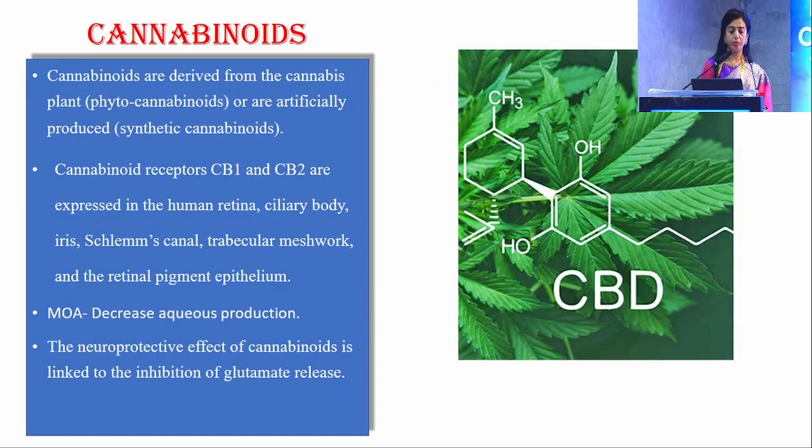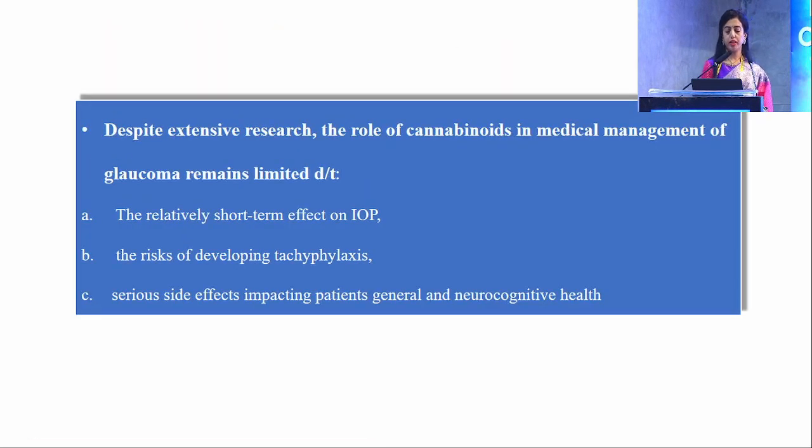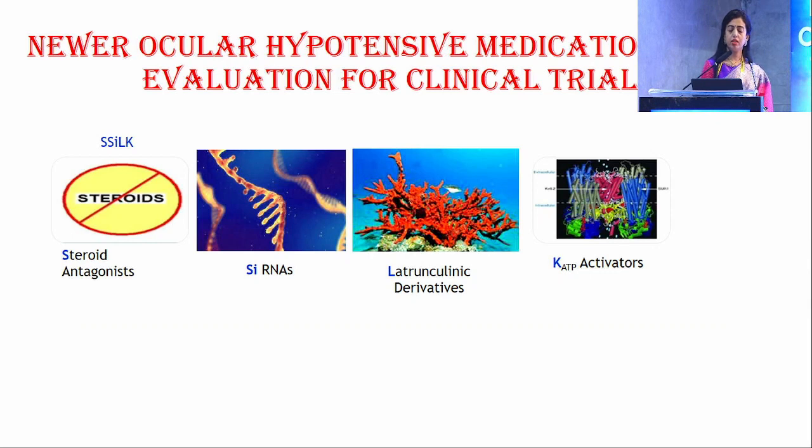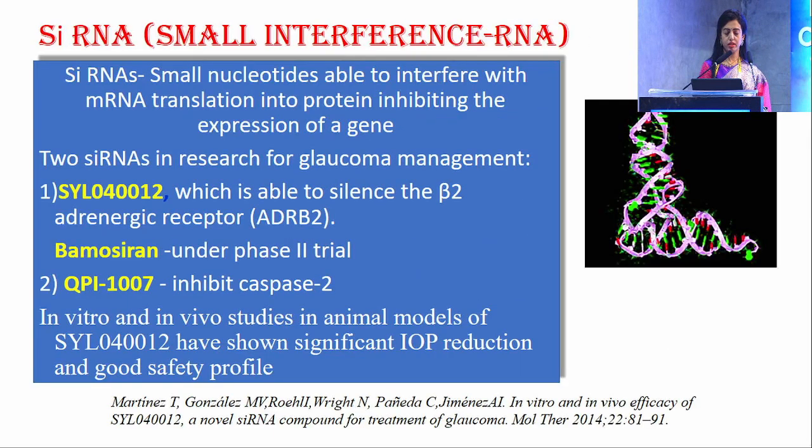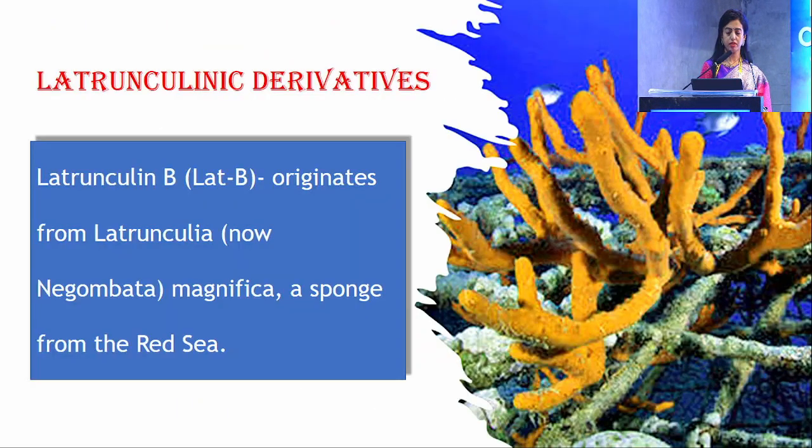Coming to cannabinoids, despite extensive research, the role of cannabinoids in medical management still remains limited. So I'm not going into detail. These are a few of the ocular hypertensive medications under evaluation: serotonin antagonists, siRNAs, latrunculin, and the K-ATP activators. Still, I'm not going into details of these.